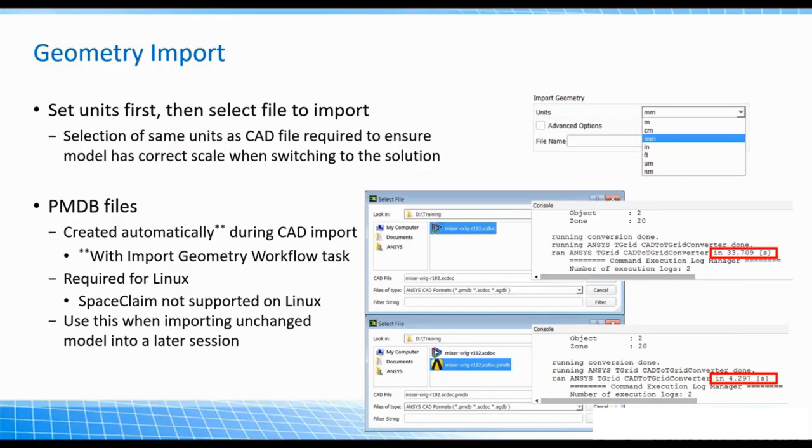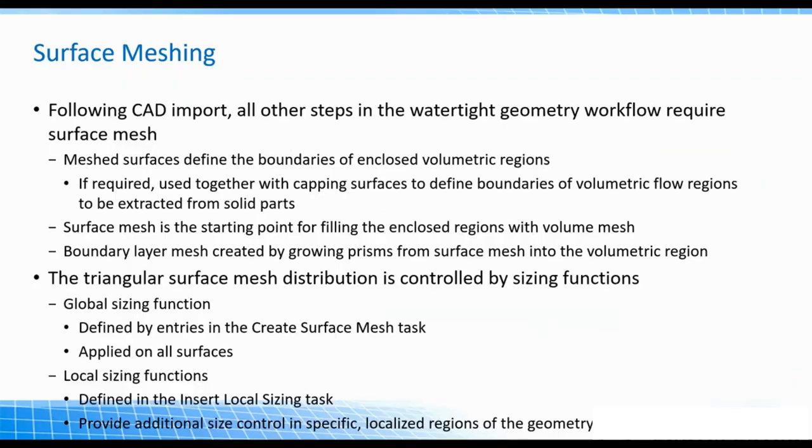One nice thing about this is that sometimes it takes quite a while to import a geometry into Fluent Meshing because it has to facet the entire geometry on import. But once it does that the first time, it automatically creates this PMDB file. This is automatically created as soon as you import a geometry. And this is nice so that next time, instead of having to go through that process, you can import the PMDB file instead of your CAD file. It reduces the amount of time on import, which can be pretty nice.